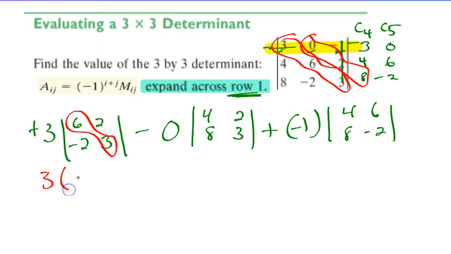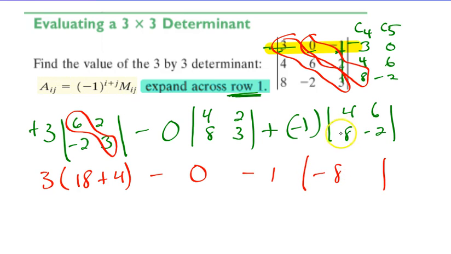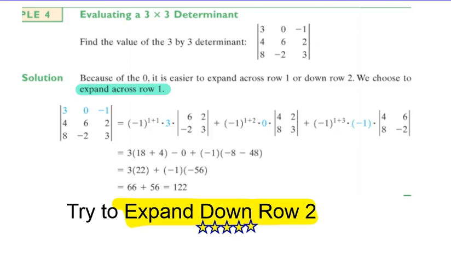3 times the quantity, it's peanut minus the hot dog, but it's minus a negative 4. This is just going to be 0 minus 1 minus 48. If we number crunch this, we'll get 122. And again, the author says the answer is 122.